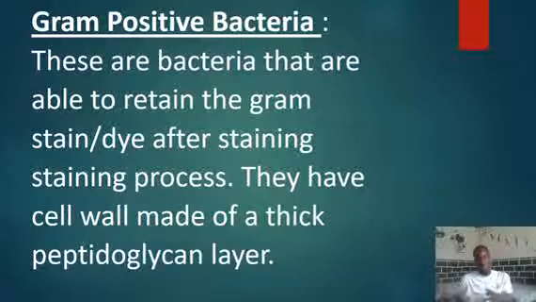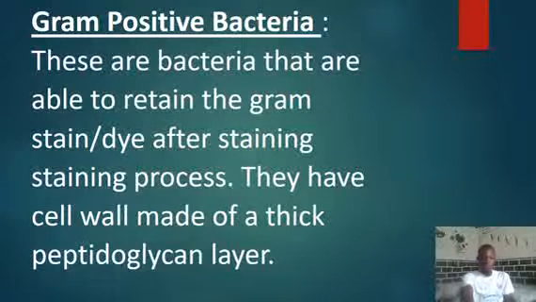Remember earlier that we said bacteria have a cell wall made up of peptidoglycan. The gram-positive bacteria have a very thick peptidoglycan layer, and this enables them to retain the stain, or hold the stain, after a staining process. So let's take critical note of that. We call them gram-positive bacteria because they are able to retain the stain after a staining process.